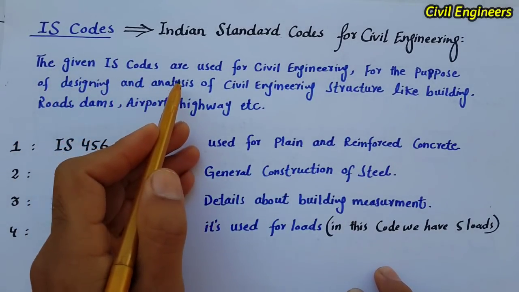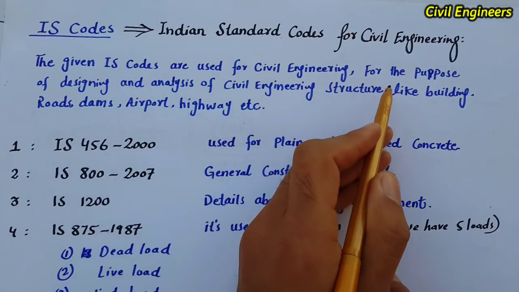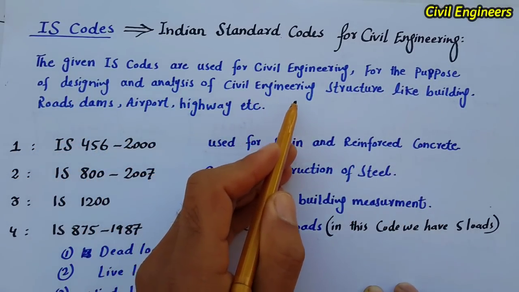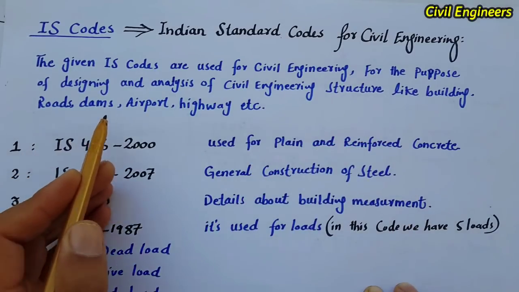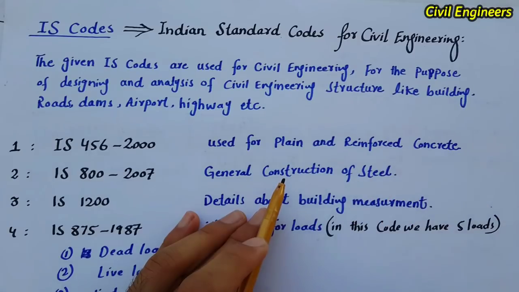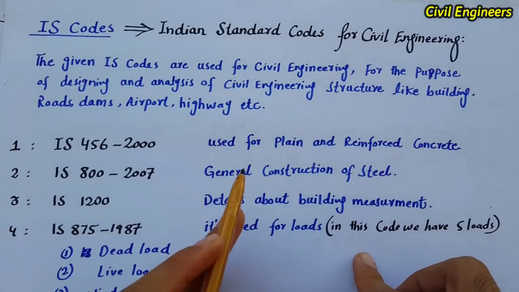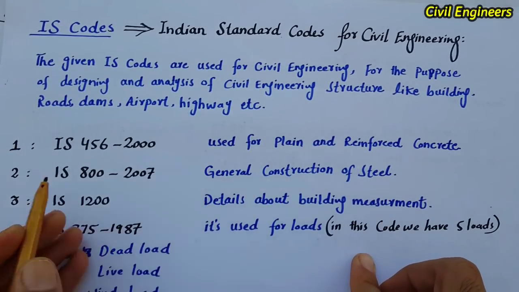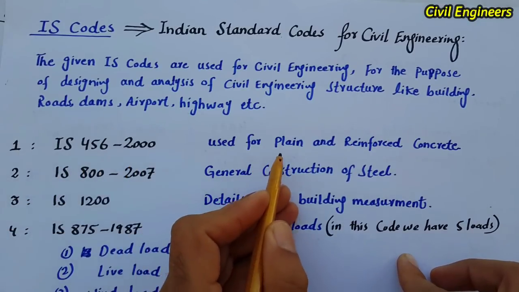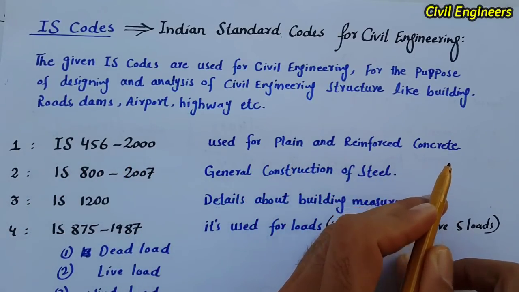So the given IS codes are used in civil engineering for the purpose of designing and analysis of civil engineering structures like building, road, dams, airport, highway, etc. Okay, so it can give us more knowledge about our construction works in civil engineering. So the first code, IS 456-2000. This code is used for plain and reinforced concrete.